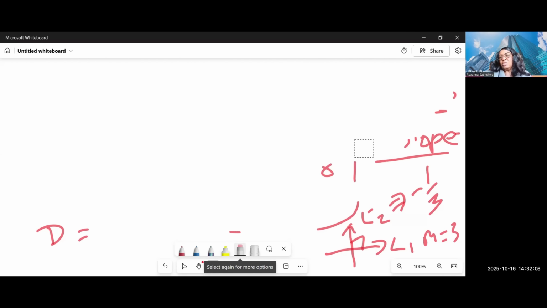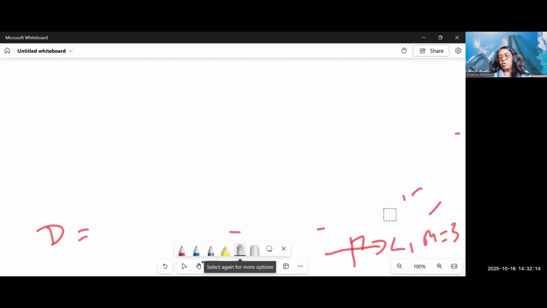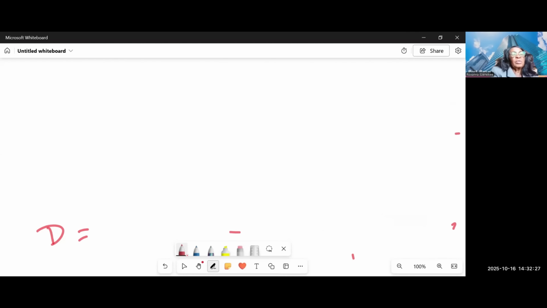It's always better for you to change an equation in standard form to slope-intercept form. So let me rewrite it here. One equation is like this: y equal to mx plus b is called slope-intercept form.